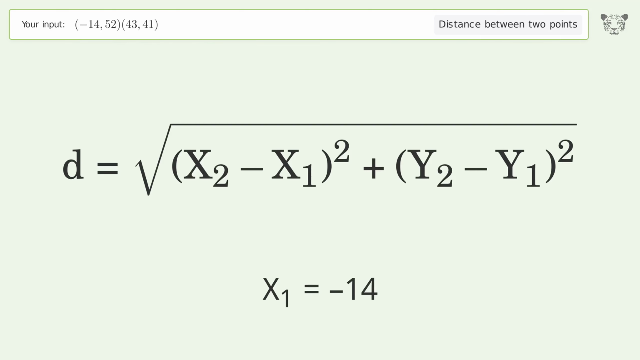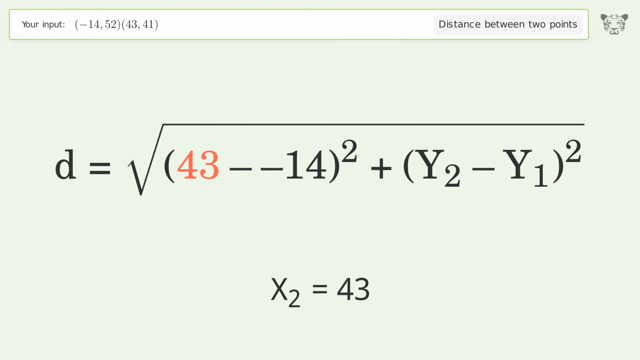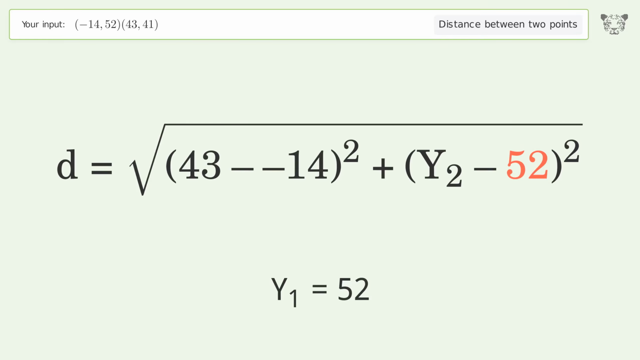x1 equals -14. x2 equals 43. y1 equals 52. y2 equals 41.